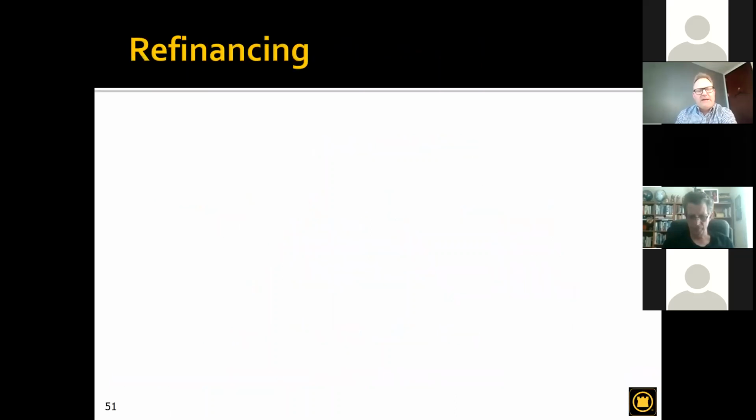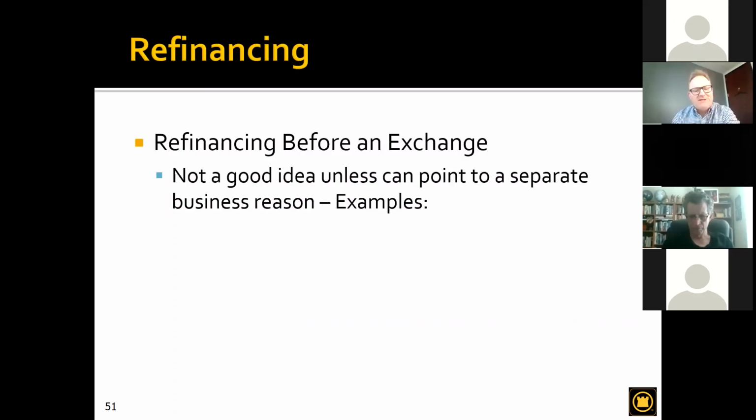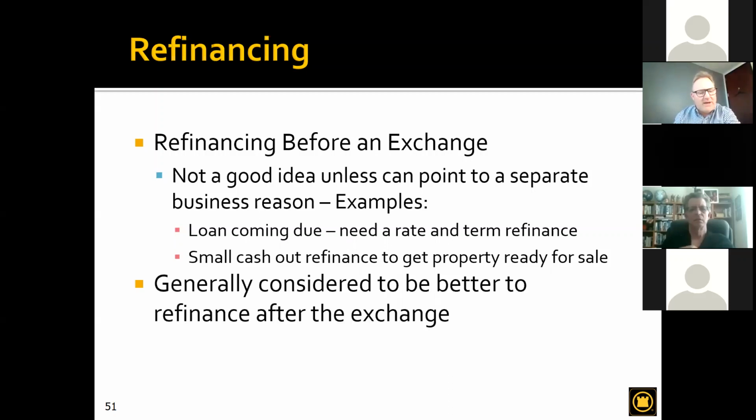Moving on to refinancing. Refinancing before an exchange is not a good idea unless you can point to a separate business reason. A couple of examples of a good reason to do a refi prior to doing the 1031 would be: you've got a loan coming due and you need a rate and term refi, or a small cash out refinance to get the property ready for sale. These are generally reasons why an investor would do that.